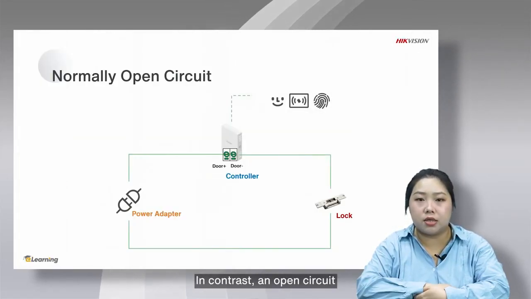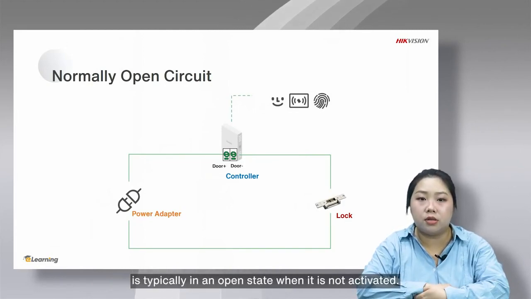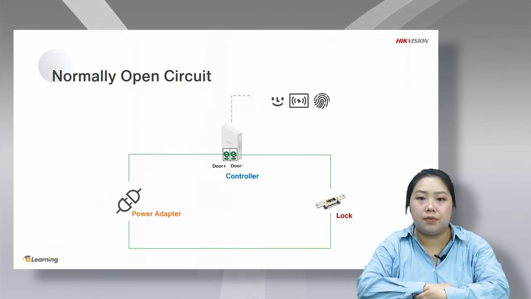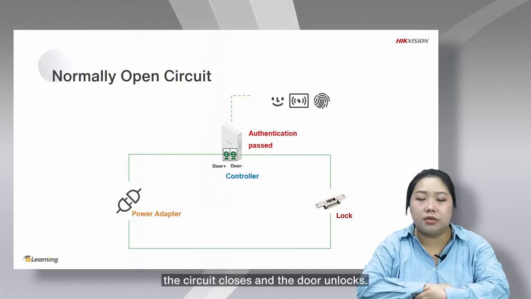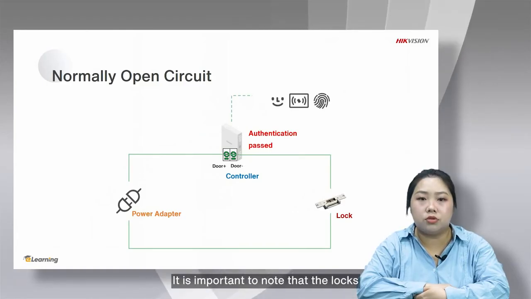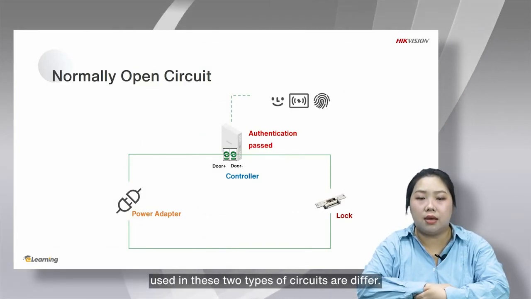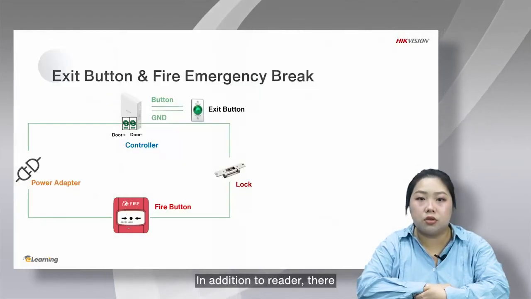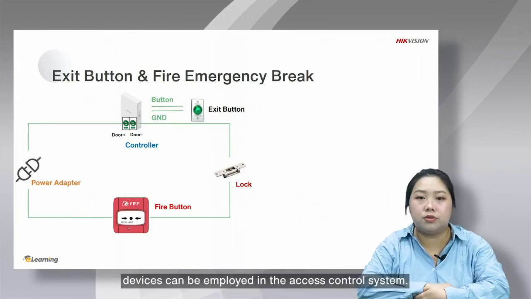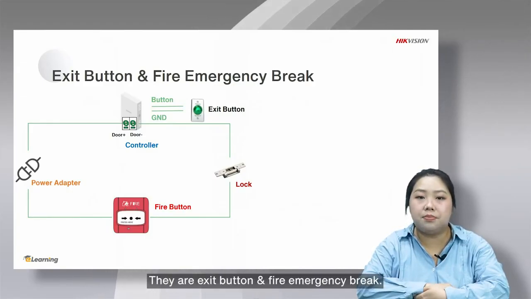And in contrast, an open circuit is typically in an open state when it is not activated. However, after a person's authentication is verified, the circuit closes and the door unlocks. It is important to note that locks used in these two types of circuits are different. And in addition to the reader, there are two special devices that can be employed in access control system. They are exit button and fire emergency brake.